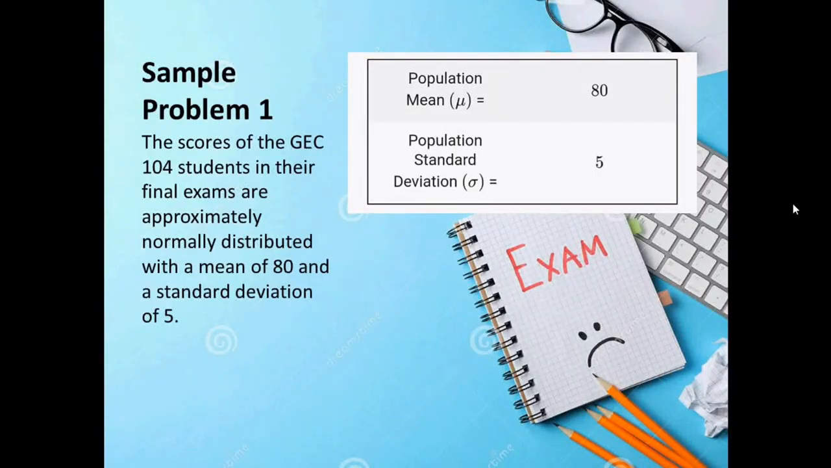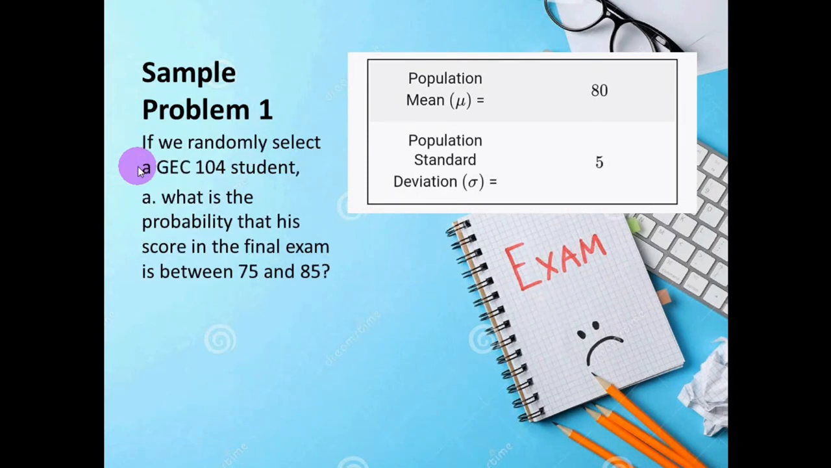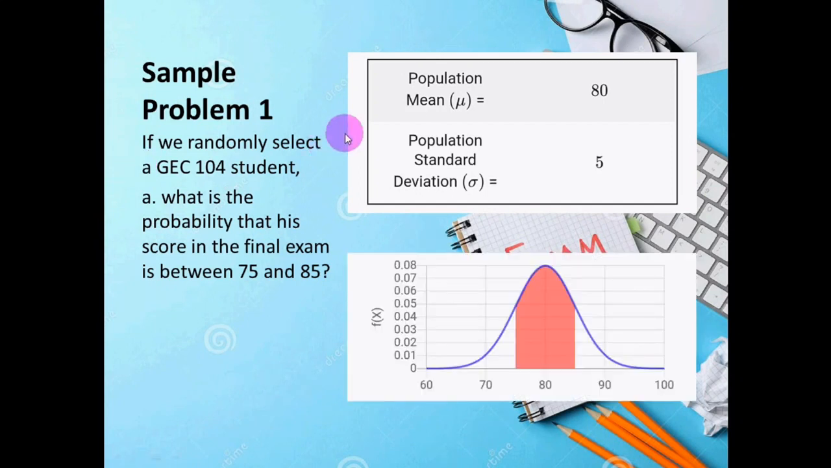The scores of the GEC104 students in their final exams are approximately normally distributed with a mean of 80 and a standard deviation of 5. The question goes like this. If you randomly select a GEC104 student, what is the probability that his score in the final exam is between 75 and 85? Note that in the normal curve, where the population mean is 80 and the standard deviation is 5, 75 is 80 minus 1 standard deviation, which is 5, and 85 is 80 plus 1 standard deviation, which is 5.